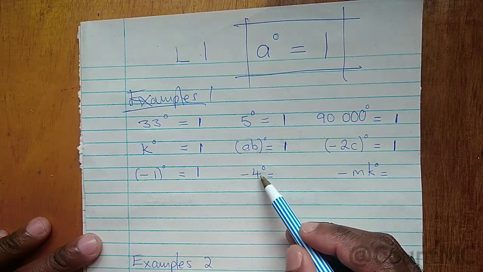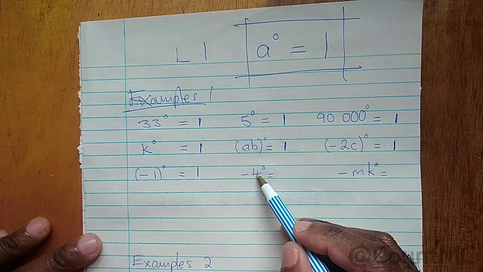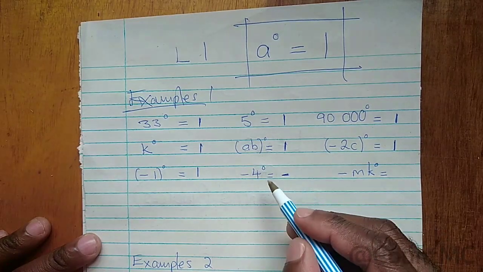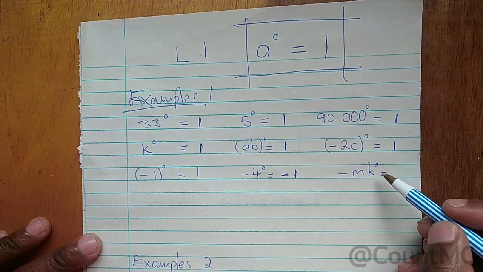Now here, there is no bracket. So this power is only affecting the 4. It's not affecting the minus sign. So we put back the minus sign. 4 to the power 0 is equal to 1.